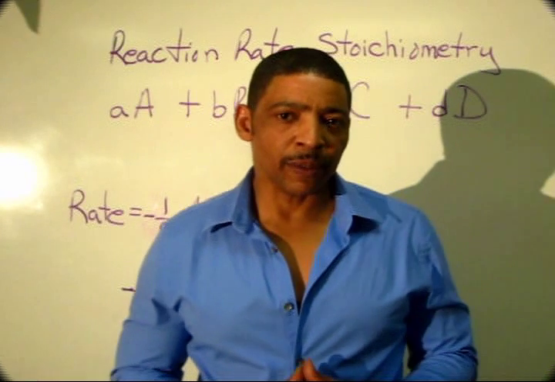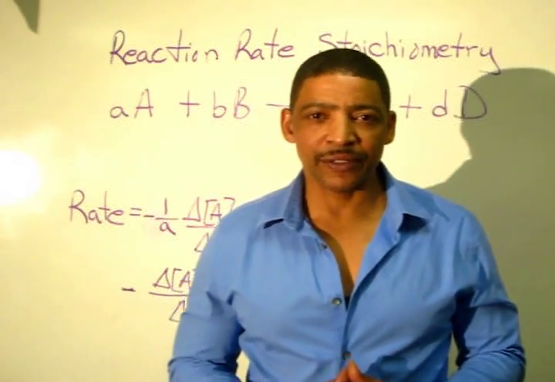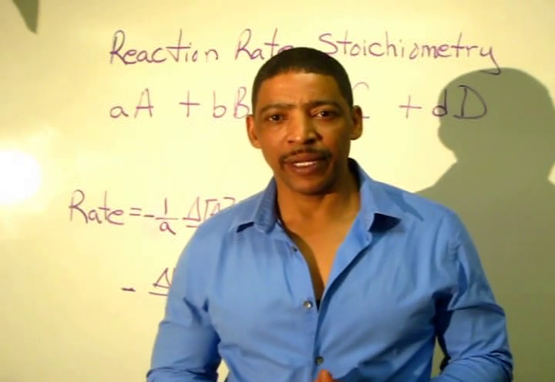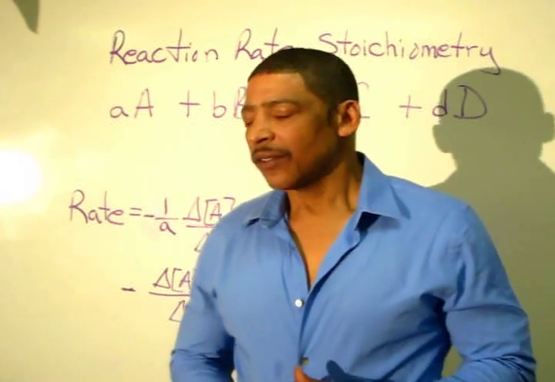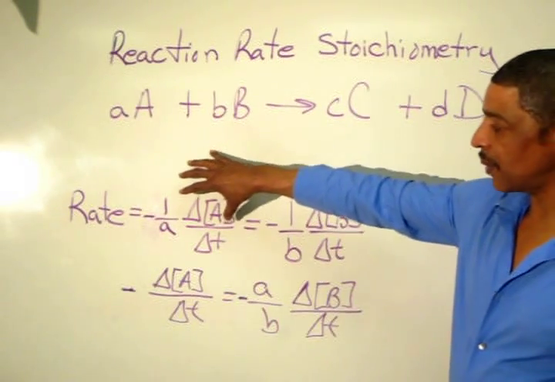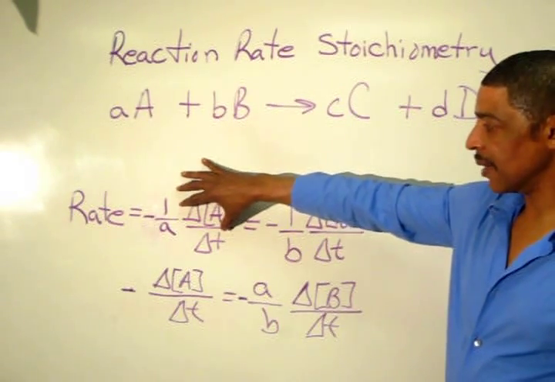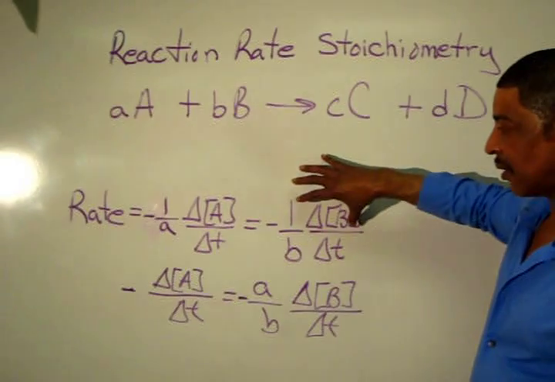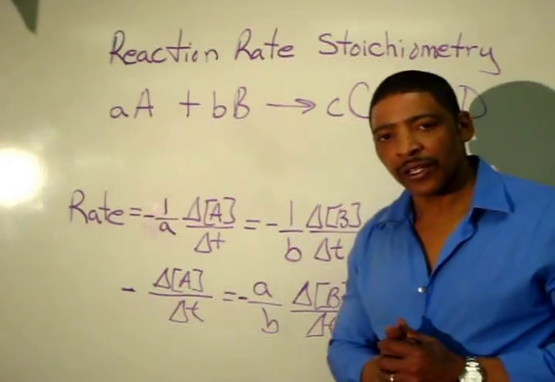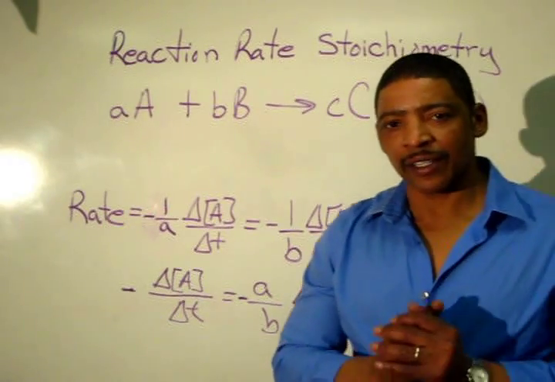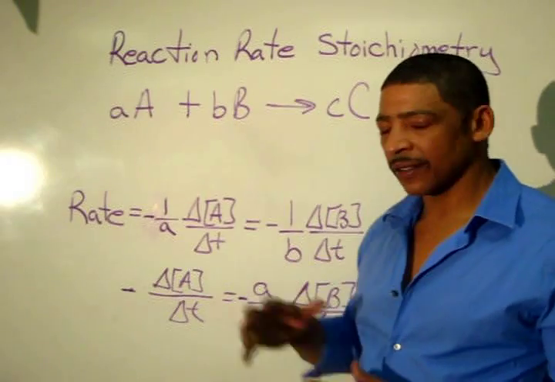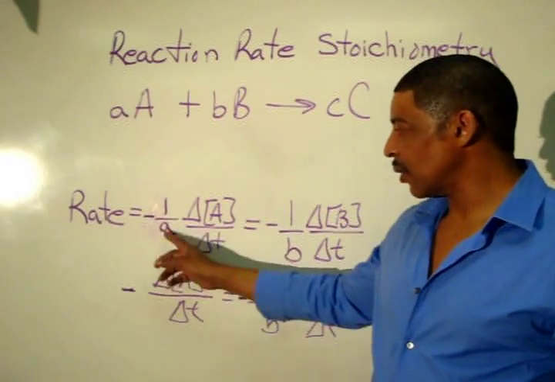What if you wish to compare the rate of disappearance of reactant A to the rate of disappearance of reactant B? Simply set up an equality where the rate of disappearance of reactant A is equal to the rate of disappearance of reactant B. However, since reactant A and reactant B have different coefficients in the balanced equation, the fractions will also be different.